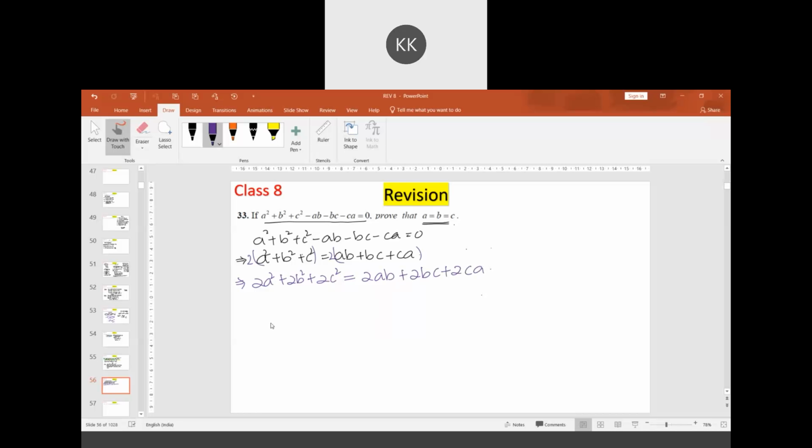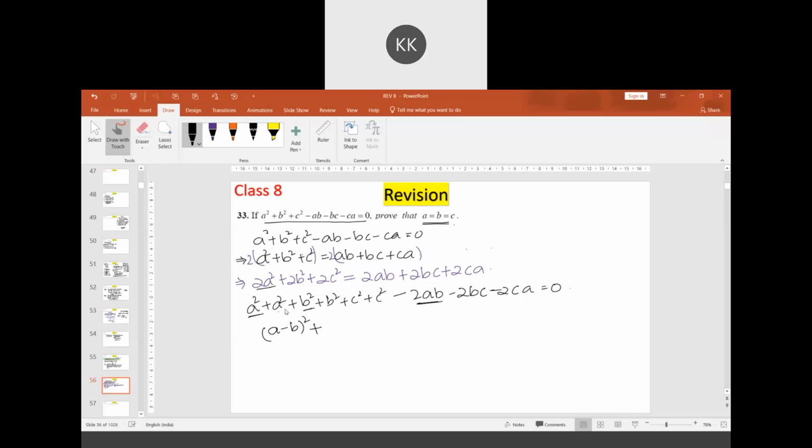Now if I take these terms with a combination, what is that combination? This can be written as A square plus A square, B square plus B square, C square plus C square. Now if I take this to the left hand side again, minus 2AB minus 2BC minus 2CA, this will become equal to 0. Now observe A square plus B square minus 2AB. What will this be? A minus B whole square.